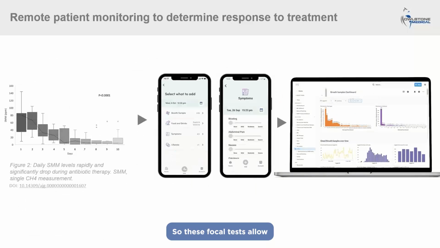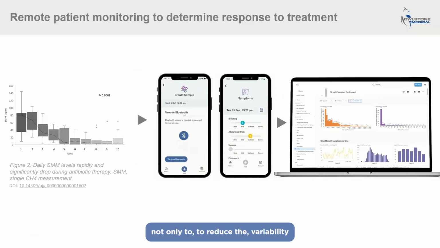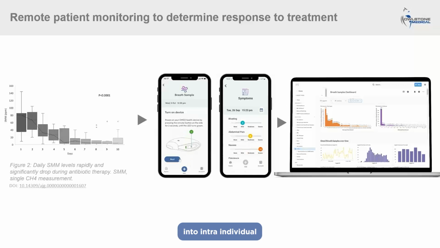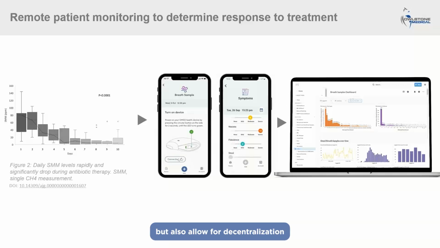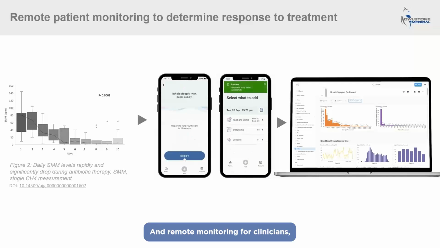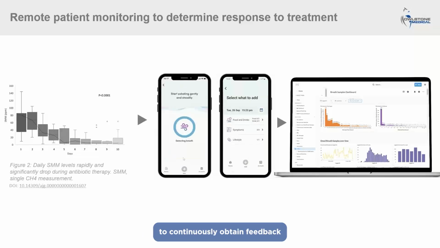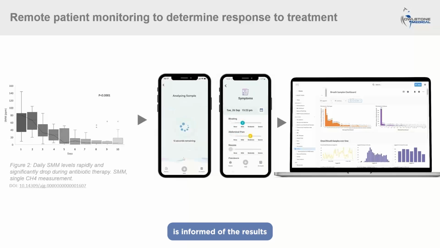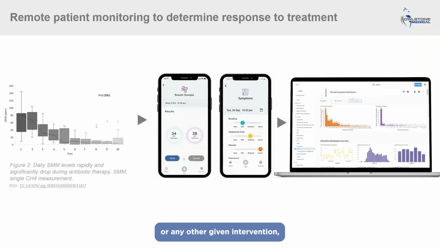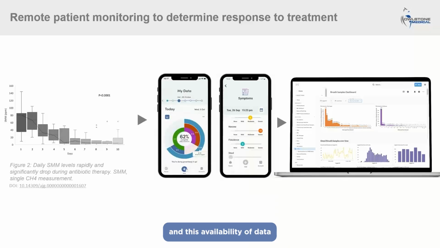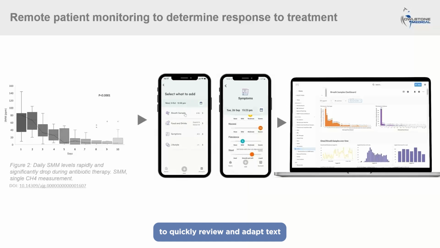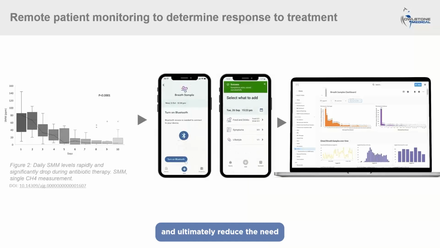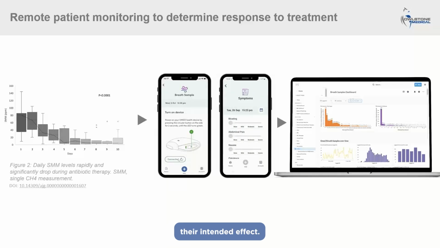So these portable tests allow not only to reduce that variability into intra-individual and inter-individual variability, but also allow for decentralization of care and remote monitoring for clinicians, allowing for the patient to continuously obtain feedback on their measurements and symptoms at the same time as their clinician is informed of the result of the treatment or any other given intervention. And this availability of data allows clinicians to quickly review and adapt their clinical pathways and ultimately reduce the need for unnecessary treatments that might not be having their intended effect.